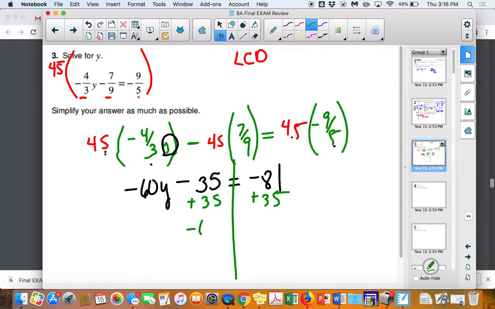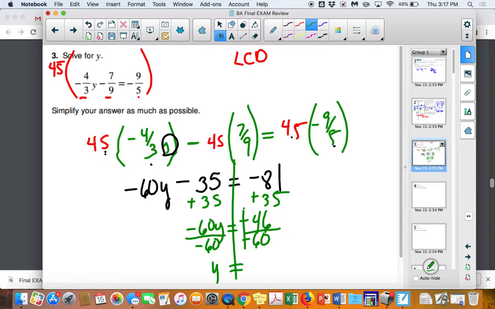So that's going to be -60y equals, and I'm going to grab me a calculator. I find one. Here we go. I got a -81 plus 35. So that'd be a -46. If I divide through by -60, then I know my negatives cancel, and that's got to reduce.